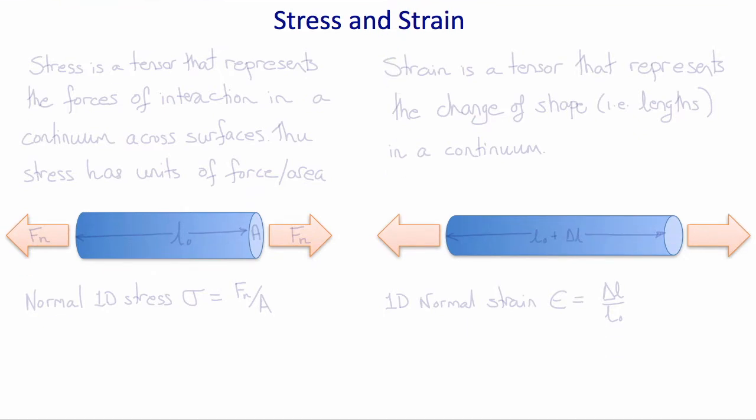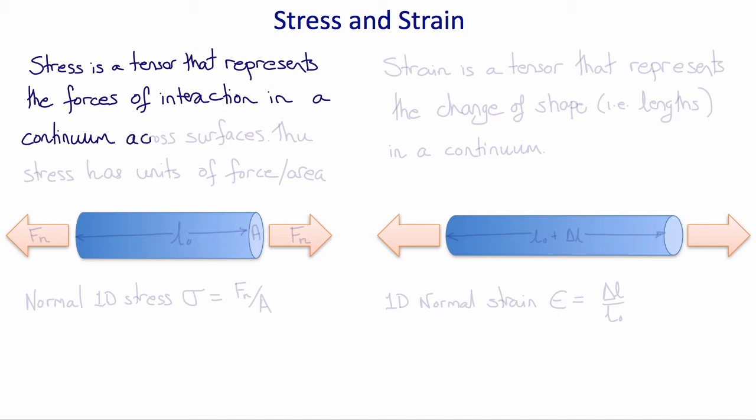Let's start by looking at the concepts of stress and strain in one dimension so we don't have to worry about the fact that they are tensors. Stress is a tensor that represents the forces of interaction in a continuum across surfaces. Therefore, stress has units of force per area.